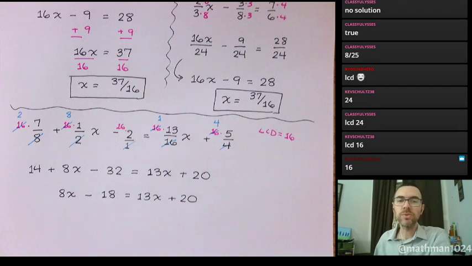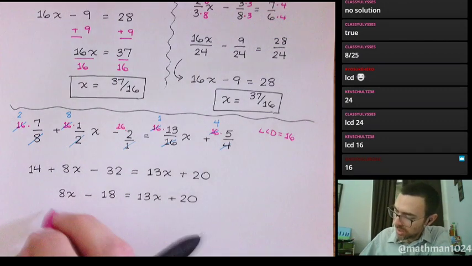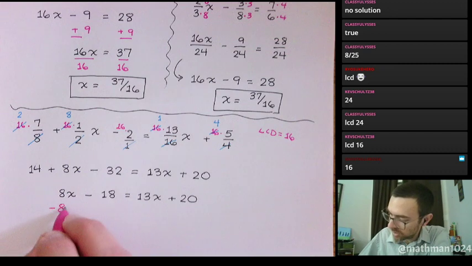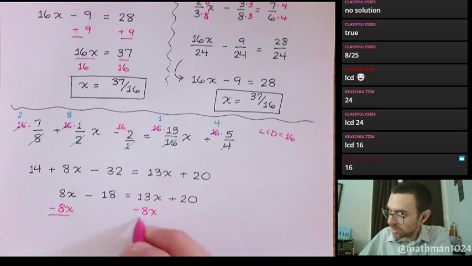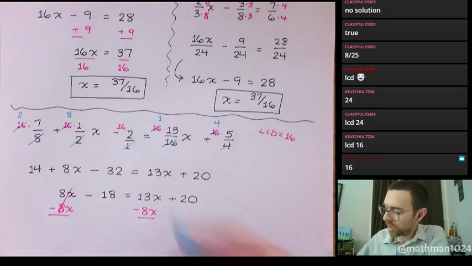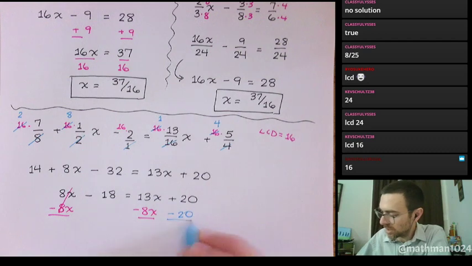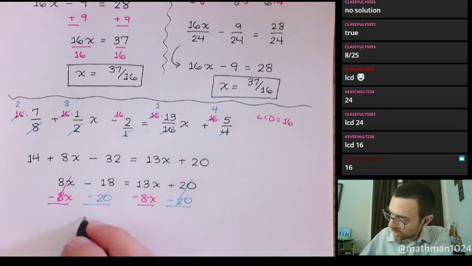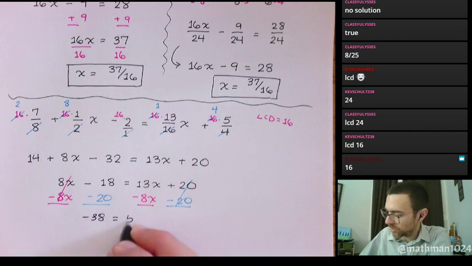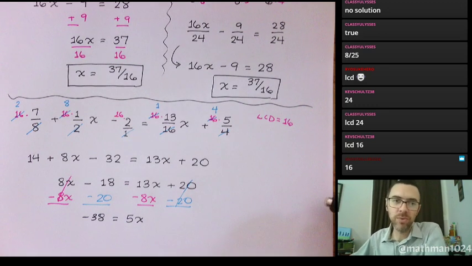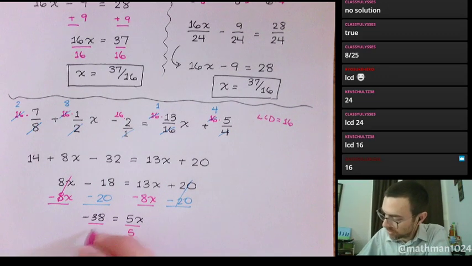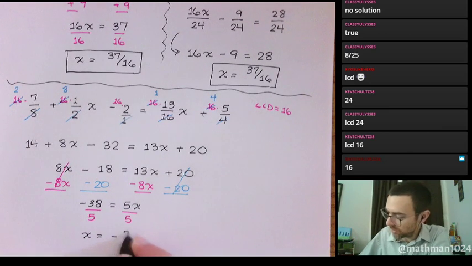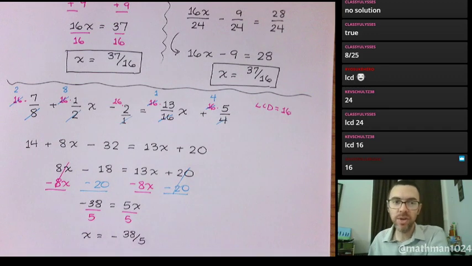And now it's just a matter of get the variables to one side, get the constants to the other side. So here I'm going to subtract the 8x from the left to the right side because I want to have a positive coefficient. So let's subtract 8x. And then I'm going to move my constant from the right to the left. And so now we have negative 38 is equal to 5x. And now we just have one step left, and that's to divide both sides by 5. So x is equal to negative 38 over 5.